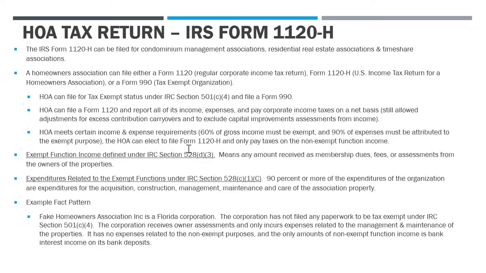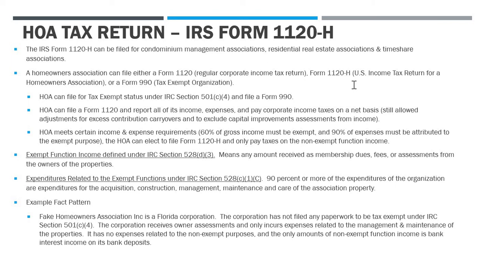Okay, so homeowners tax returns. Again, homeowners associations are required to file a tax return, but they've got a couple options. The homeowners association can file one of three returns, basically. The first one is just a regular corporate tax return, Form 1120, we're all familiar with that. That's just a regular U.S. corporate income tax return for a domestic corporation. You report all the income and expenses and pay corporate income taxes on a net basis. Right now the tax rate in the U.S. is 21% for corporations. The Form 1120H is the other option, which we're going to be going through.